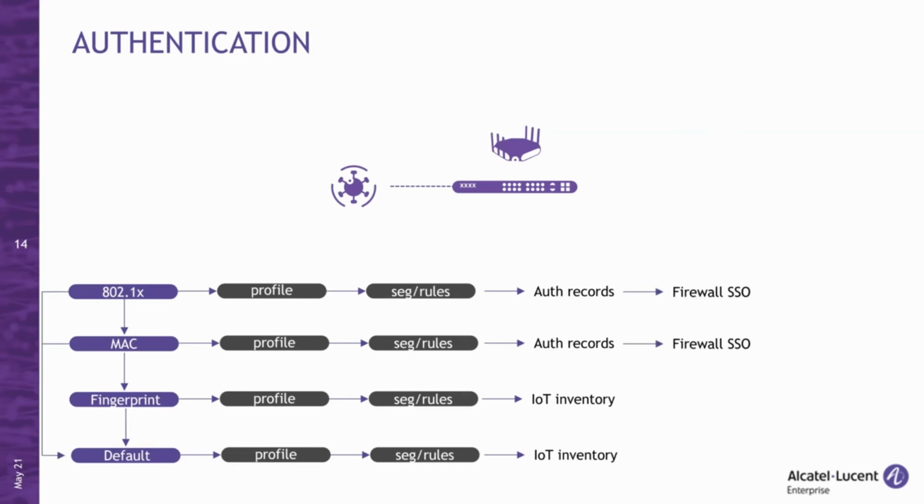Another thing to notice is that when we use authentication, we can share the device role with the firewall such that the firewall rules can be based on device role and not just subnet or IP address. With this, firewall policies can be much more fine-grained.